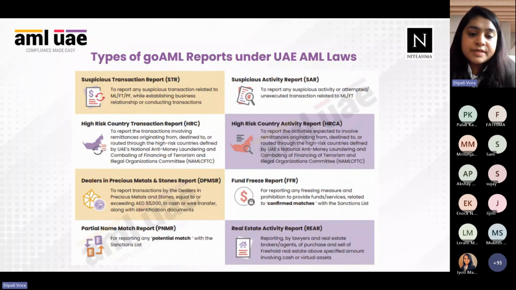Whenever you screen a person and you find a match with only 2 lists, as I mentioned, the UNSC consolidated list and the UAE local terrorist list, if it's a 100% match, only then you file a fund trace report. And wherever you suspect that this could be the same person, suspicion with respect to the identity I'm talking about, when you screen a person and you think that this could be the same person, in that case you will file a partial name match report, that is PNMR.